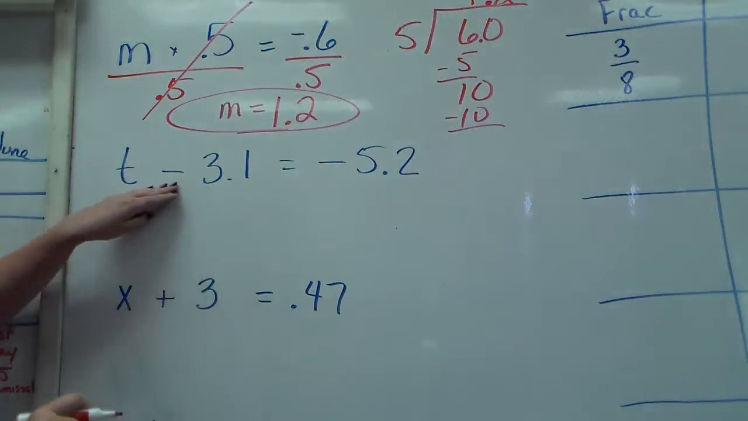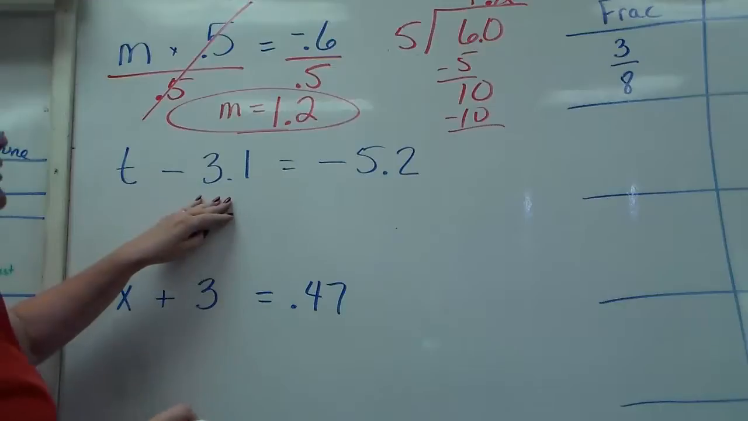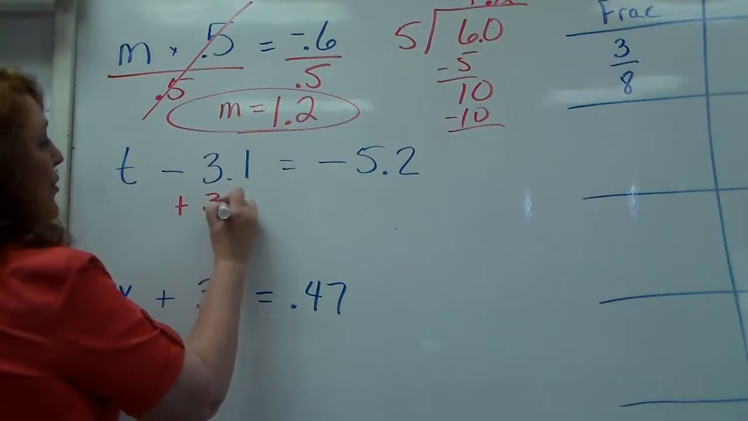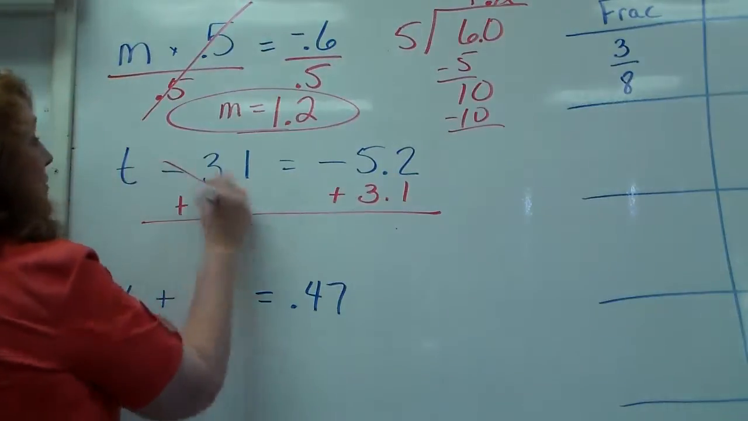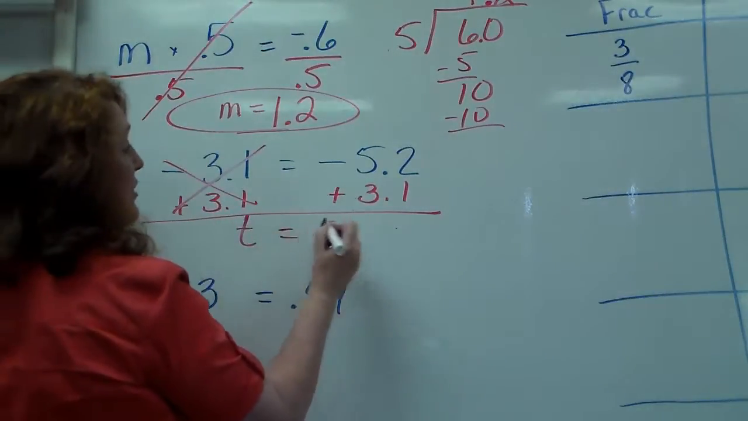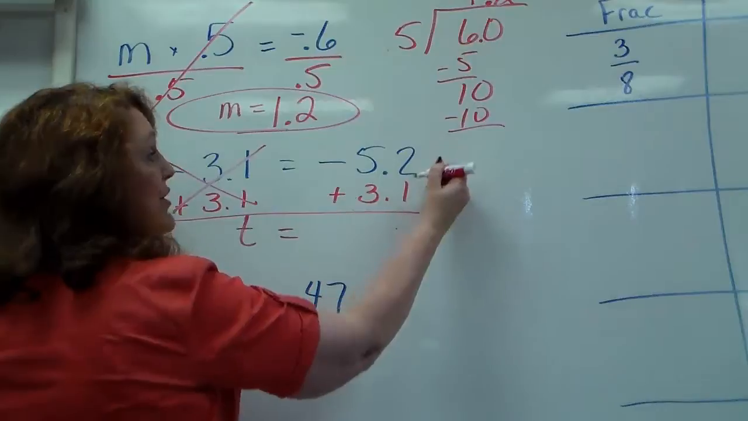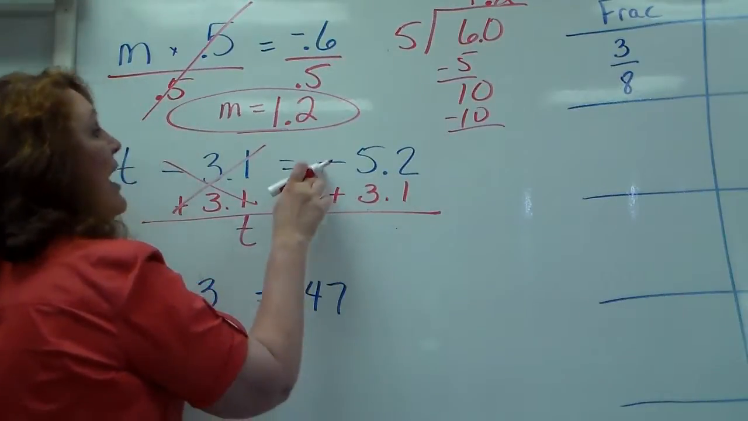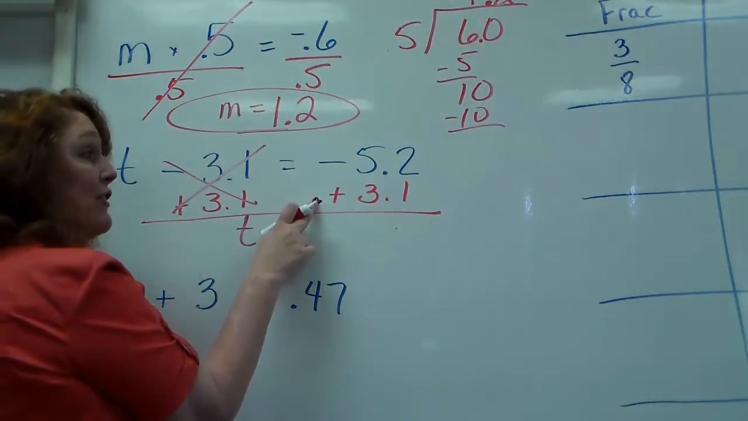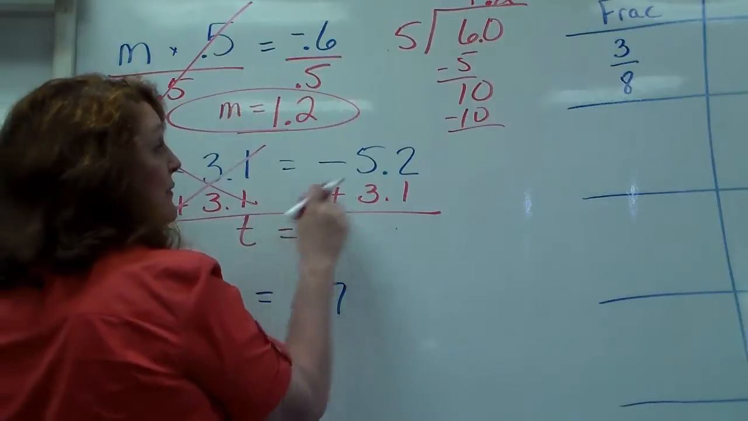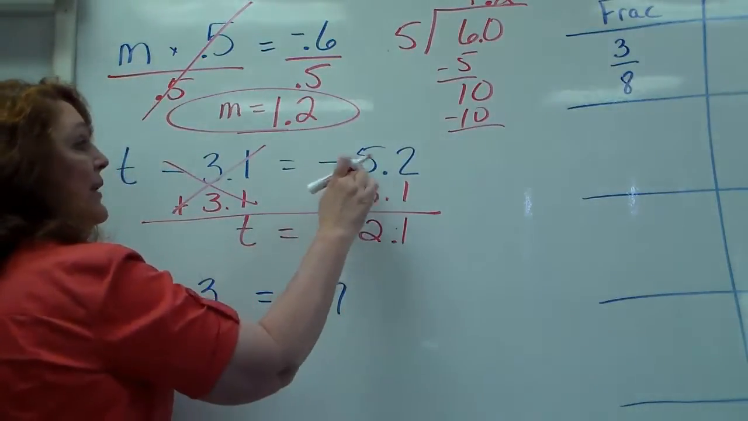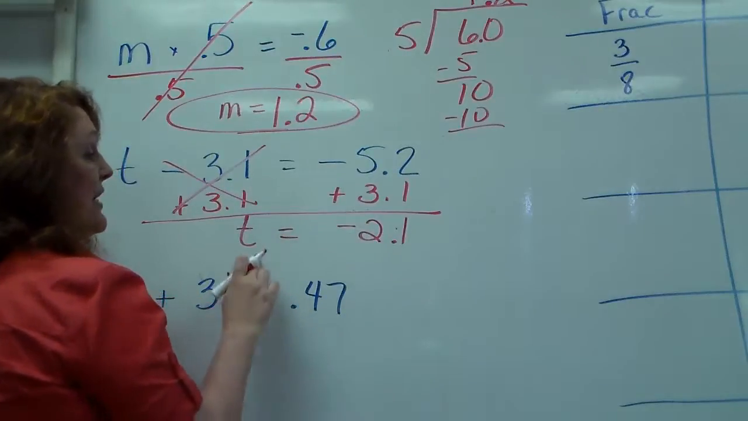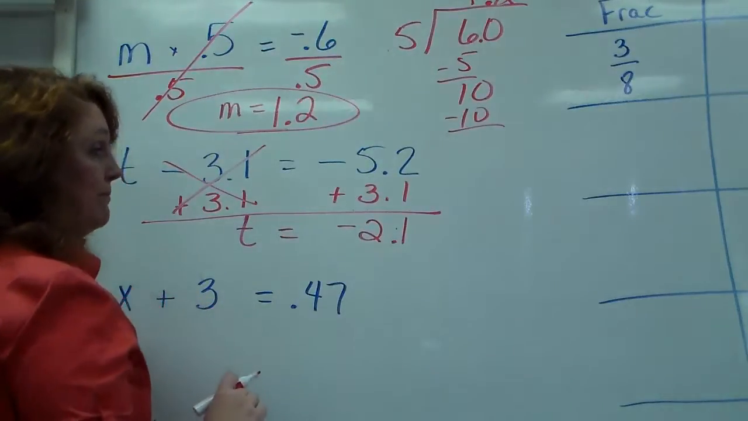Here I have a 3.1 subtracted from my t, so to get rid of it, I'm going to add 3.1 to both sides. I'm going to line up my decimals. This goes away. T equals. I have a negative 5.2 and a positive 3.1. I have two different signs. I'm going to actually subtract these two. And I get 2.1, and the biggest one wins. So t equals negative 2.1.